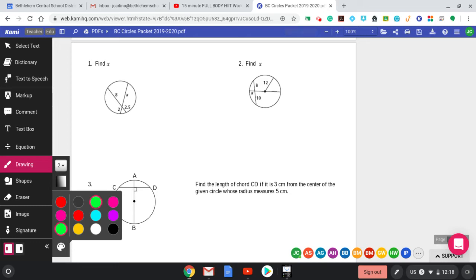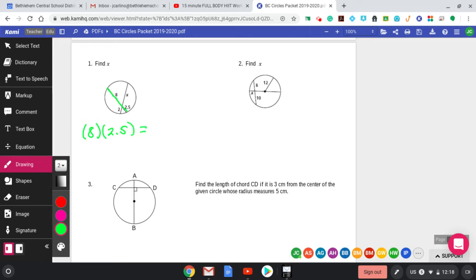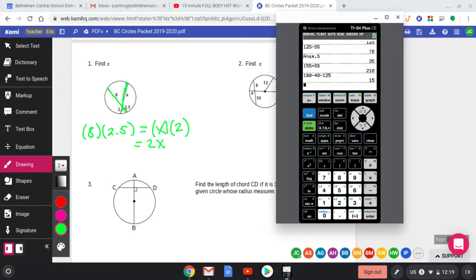Number 1. You see I have 2 chords that intersect. So let's take one chord. Let's take this green one right now. What's the product of their parts? 8 times 2.5. And that's equal to, now take the product of the other one, x and 2. So you have 2x equals 2.5 times 8. It's 20. X equals 10. Okay, so that's how I can apply that theorem.